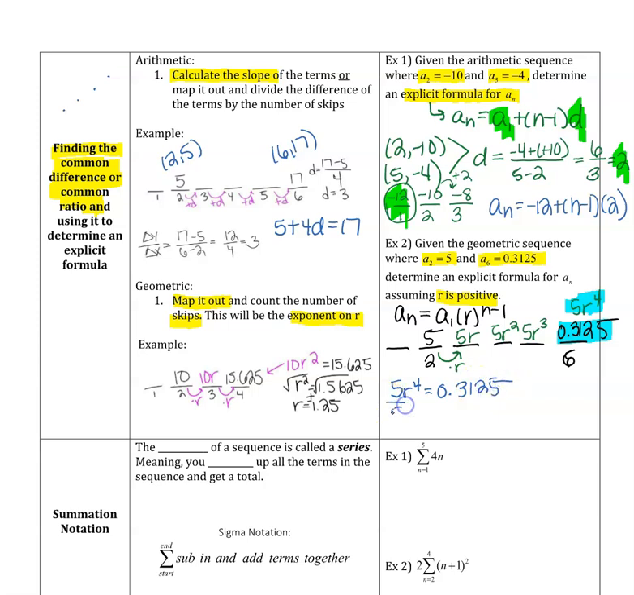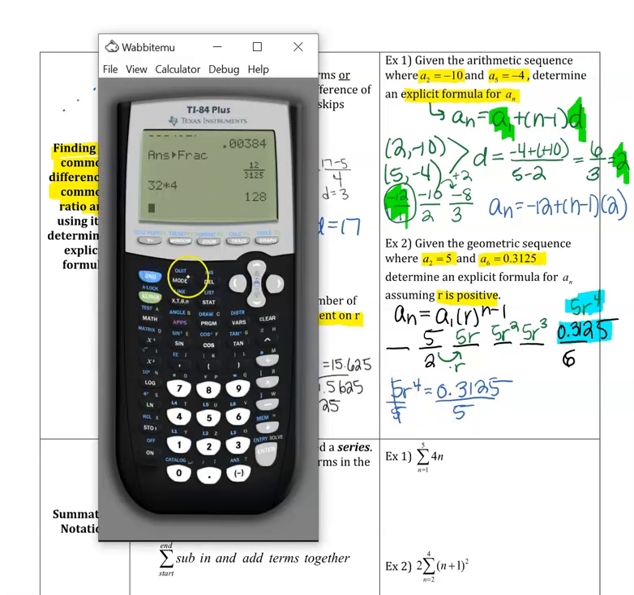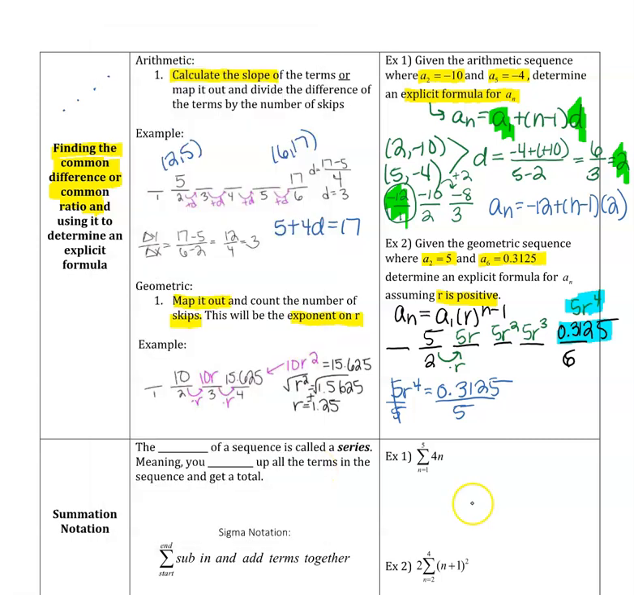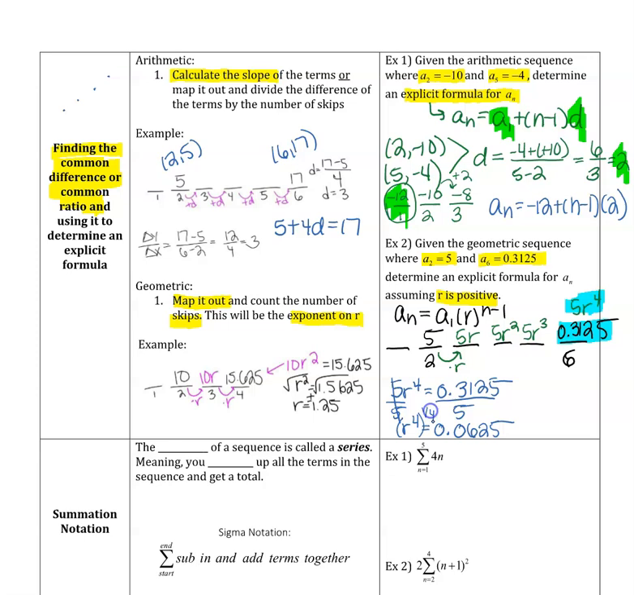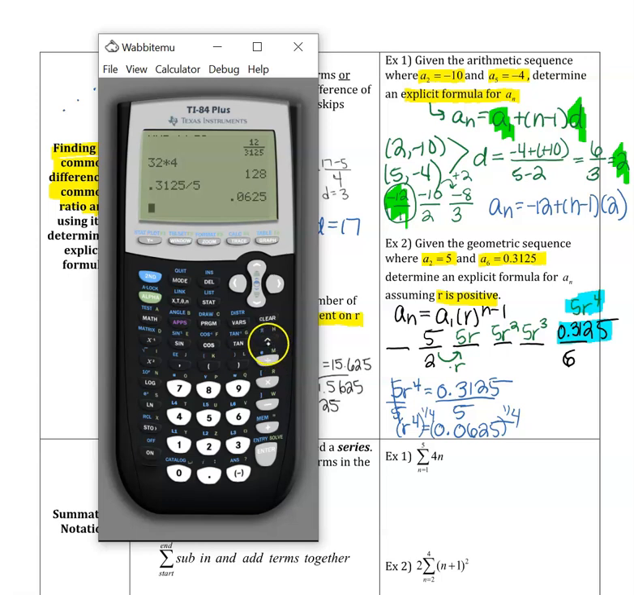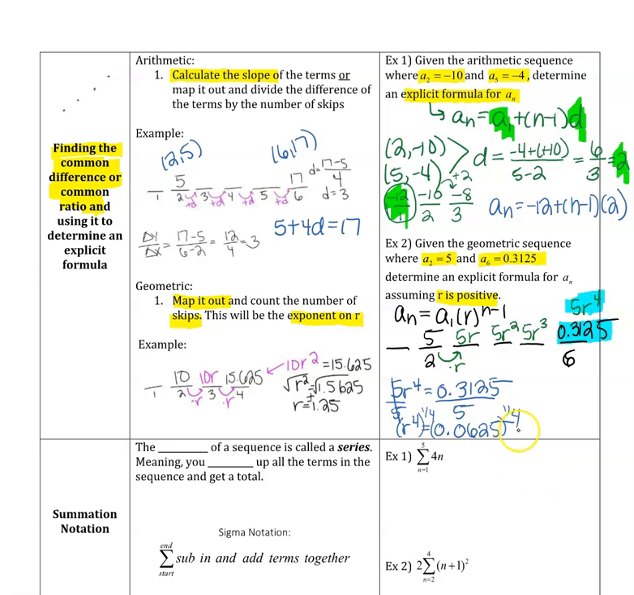Now let's solve. I'll divide both sides by 5. Grab my calculator. Okay, so I get 0.0625. And then I'll take the fourth root, or you could raise both sides to the 1/4 power, which is the exact same thing as taking the fourth root. So I'm going to take that, raise it to the 1/4, and I get 0.5.